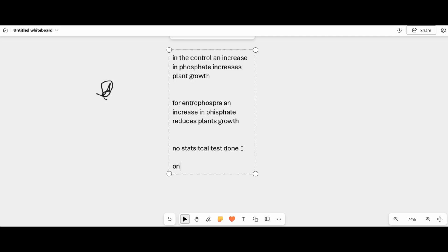I can say as well that it's only 20 weeks of growth here, so it could change over many, many weeks here. So it's not enough data here.